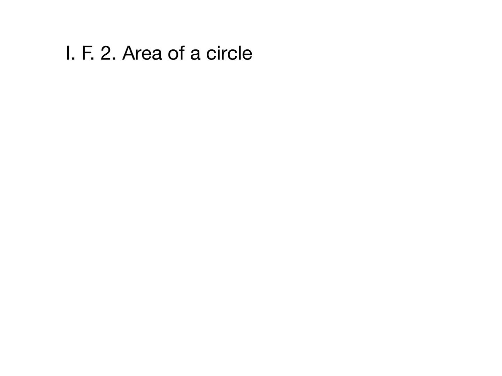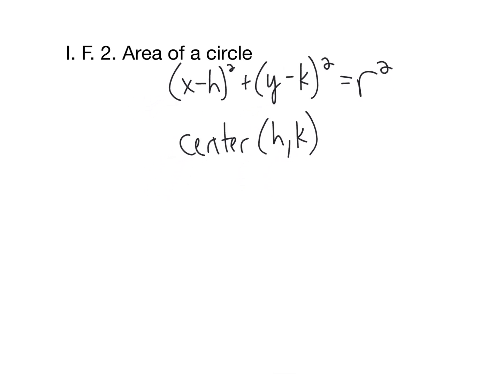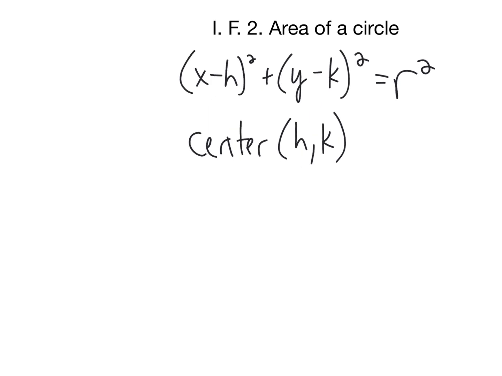The next thing we're going to look at is area of a circle. Welcome to part 2. So for a circle, if we're graphing a circle, here's going to be our general formula for that. And this is with a center. The center of the circle is at the coordinates (h, k). Our r is the radius. Okay, so that's kind of our general starting point.